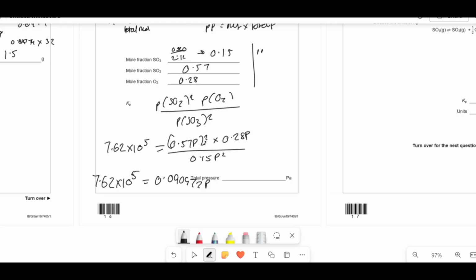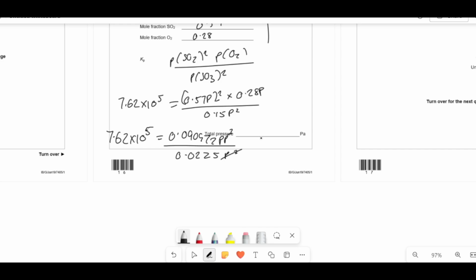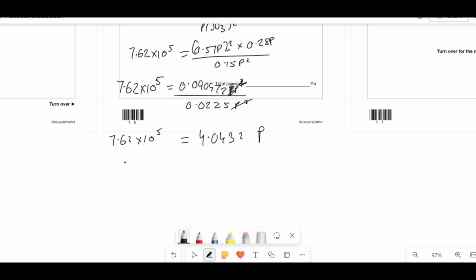0.090972 P squared times P, so P cubed, all divided by 0.0225 P squared. So the P squared and P cubed cancel out, and you get P to the 1. Then dividing this number by this, 7.62 times 10 to the 5 equals 4.0432 P. So P, the total pressure, would be 7.62 times 10 to the 5 divided by 4.0432, which is 188,464.5.